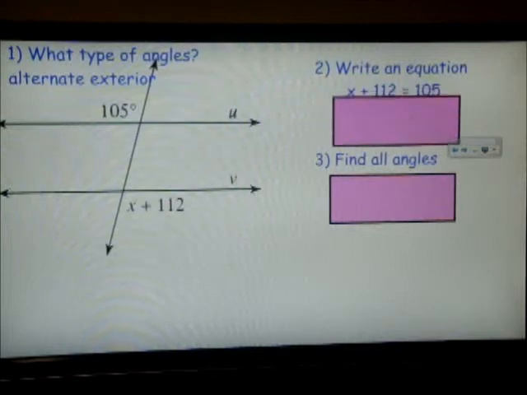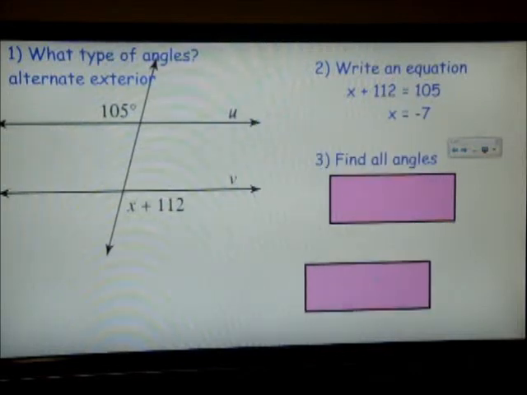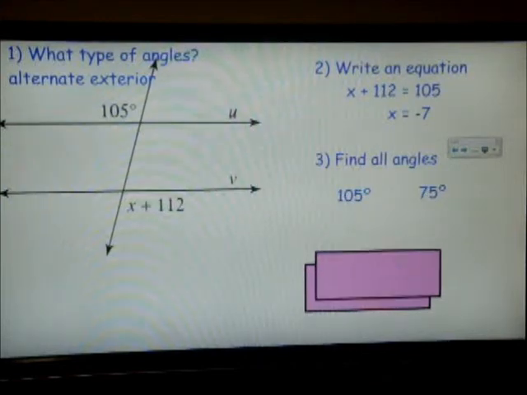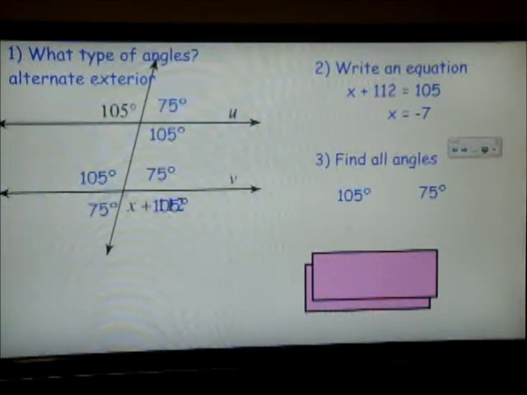So the equation I wrote, because they're the same, is x plus 112 equals 105. Now don't be alarmed. When you solve, you can get a negative number for x. Just remember that the angle is not negative. In fact, we already know that both of these angles are 105 because it explicitly told us that. That means the other angle is 75. So this is 105, this is 105, 105, 75, 75, 75, 75.